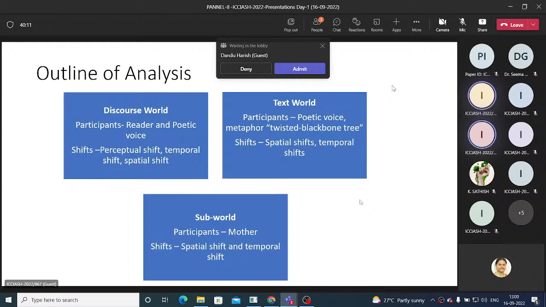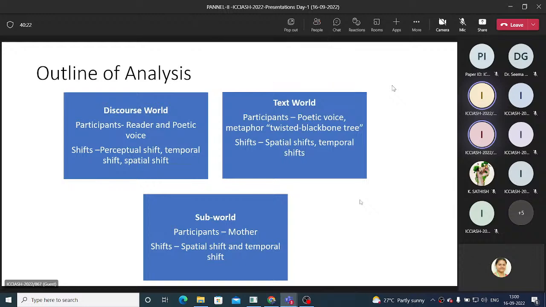Very often people read interpretations of the poem and say the twisted blackbone tree is the mother. But how do we get proof that the twisted blackbone tree is a mother? It could be anything else. So an analysis such as this helps us understand how the words she, I, and all of that connect. You form a relationship, and then you understand what the metaphor stands for, through the spatial shifts and temporal shifts.